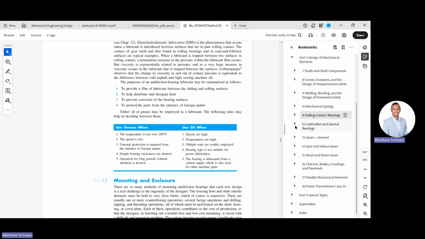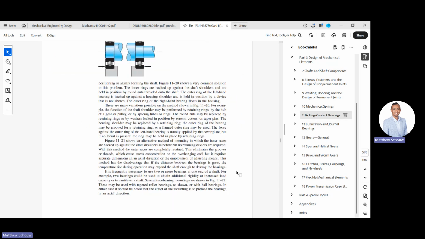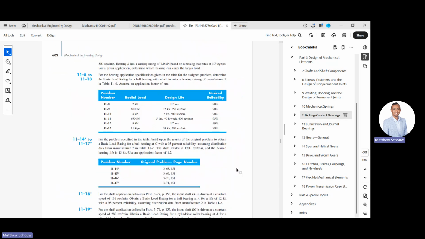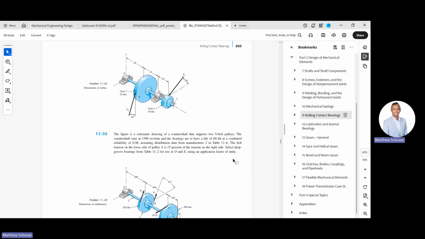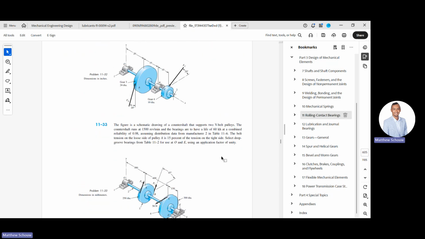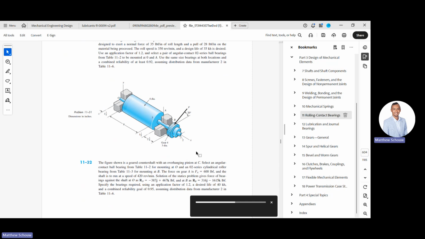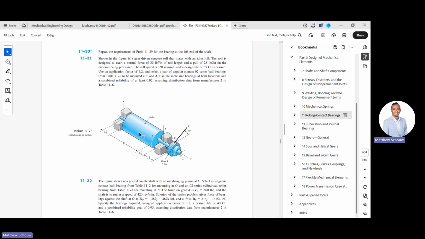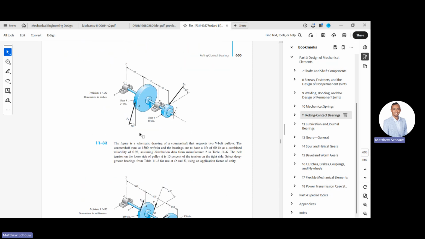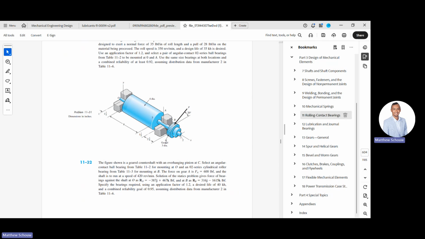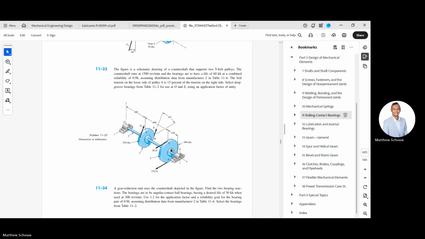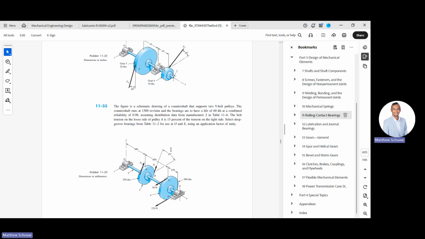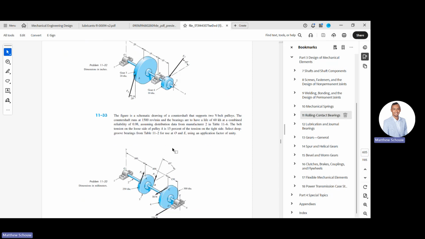If you want to challenge yourself, there's a good problem here. I would like to see you guys try and do it, wherever you are. I think it's 11.30, this one, 31, right? One of these problems where you can actually select a bearing. It's not critical for the upcoming midterm, but I just thought I'd mention it.